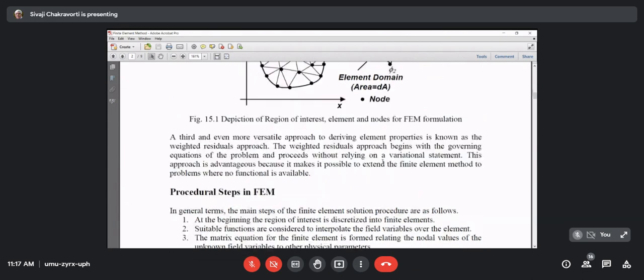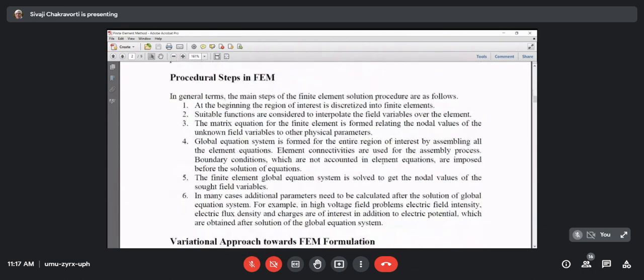But before that, once again, let me tell you what the procedural steps in FEM are. That is always very important if we know the procedural steps. So here I have written 1, 2, 3, 4. You can see number 1. As in the case of FDM, in the case of FEM, we first discretize the region of interest into finite elements. That is, we generate the meshes.